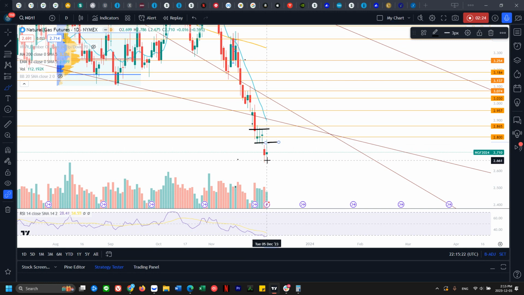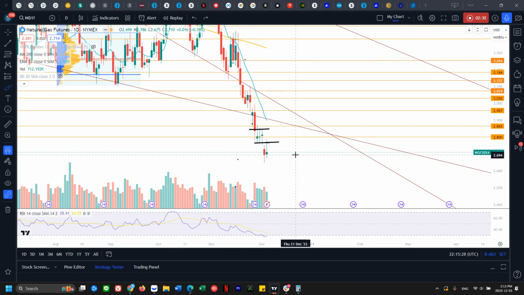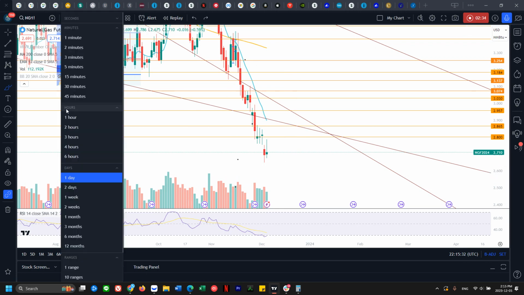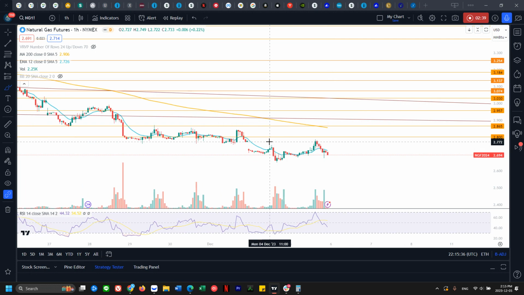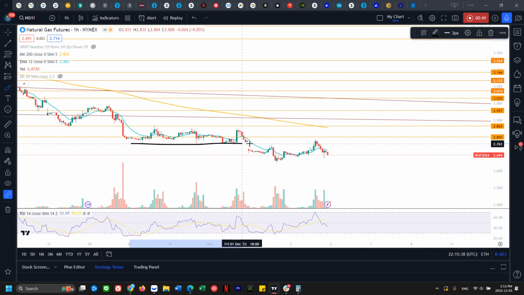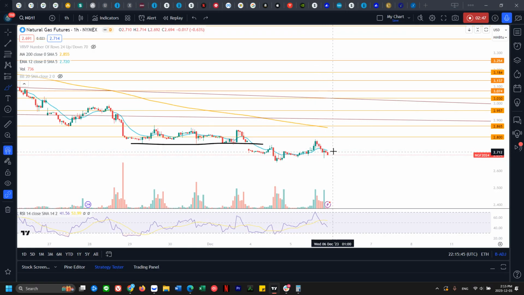So we came up to it, and the bear said, no, we were not going to get back above this sideways range. So we rejected from that. That's not a good sign. And that means the bears are still in control. Zoom into the hourly to take a look at what happened there. So yeah, we pretty much came up to that low of this range, that sideways range. You can see pretty much that range. And then we rejected from there.